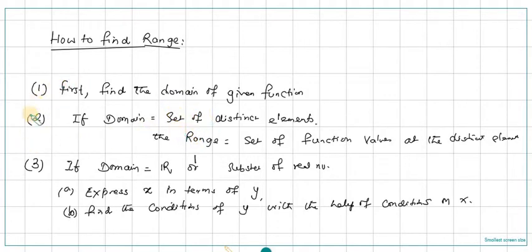So let's understand one by one. Suppose I have a function f(x) equals 3x plus 2. It is given that x is greater than or equal to 0, and I simply ask you to find the range. Then what will you do? Here you have to first observe whether the domain is given or not. Is there any domain given to the function?